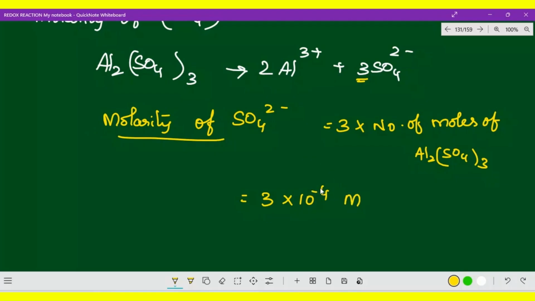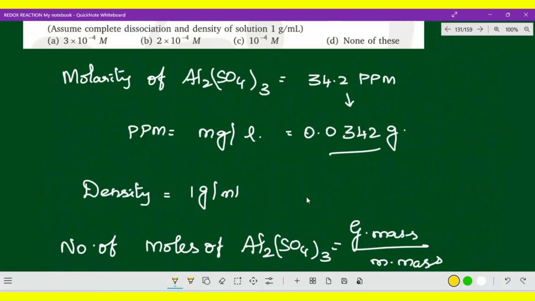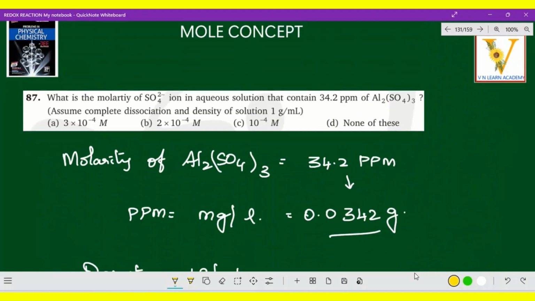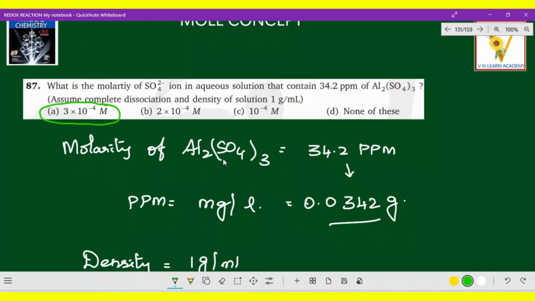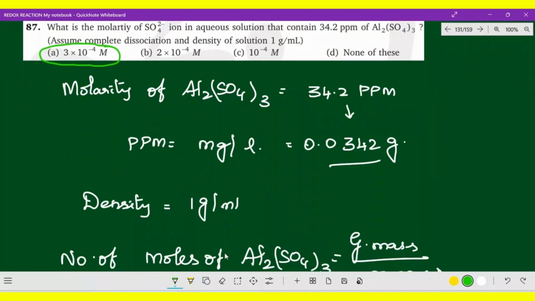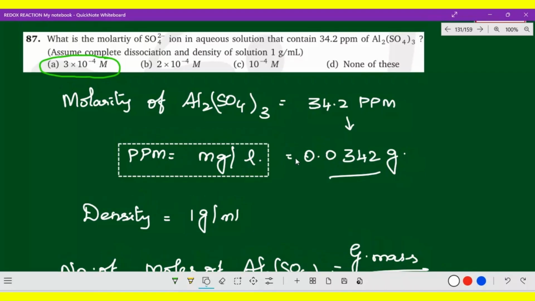So molarity of SO4 2 minus ion in aqueous solution is 3 into 10 to the power of minus 4 M. Now here, which is the correct option? Option A is the correct option. I hope you got the clarity. How do we get that? See, this question is basically about the density and the ppm, how to convert. This is very important, please note down this point. How do we convert ppm into grams? So ppm equals milligram per liter. That is what we have converted here. I hope you got the clarity about this question.